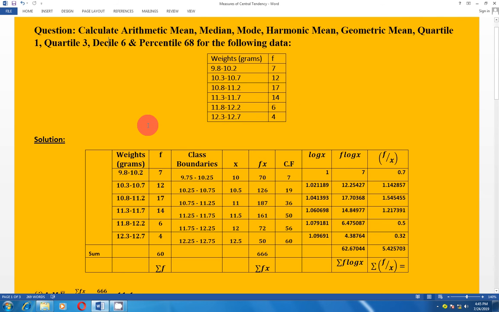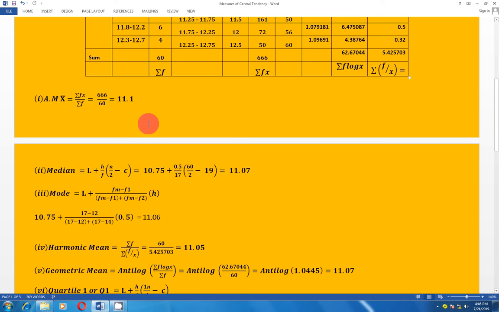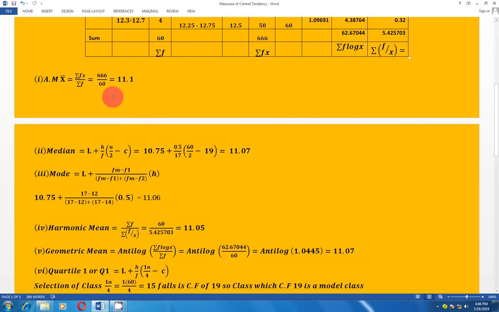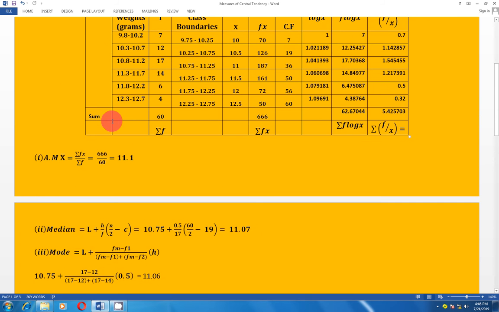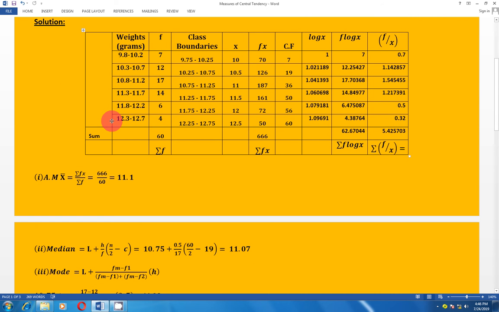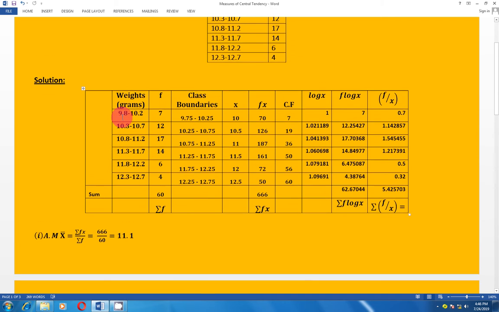So the first important thing is to understand the formulas. The arithmetic mean, which is the first average, is equal to the sum of f times x divided by the sum of f. So what is x? x is the class mark.